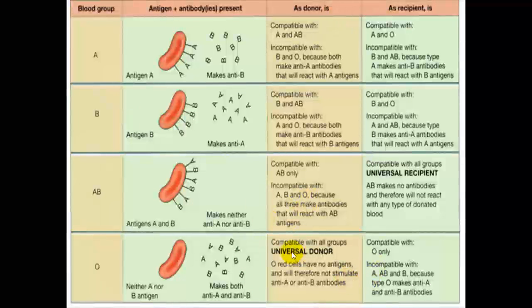For the case of the universal donor, likewise, he is a universal donor because he can give out due to lack of surface antigen, but he cannot receive from any of these three. Why? It's because his body makes antibodies that can fight all of these three. So he can only receive from his fellow blood group O. This is our explanation of how this works.